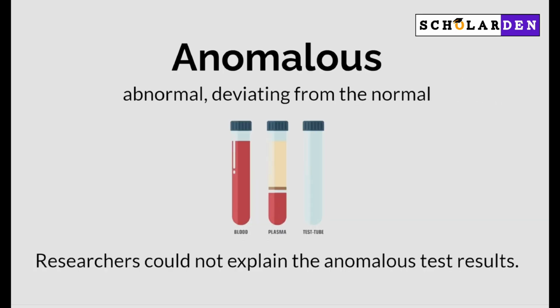Anomalous. Anomalous means abnormal, deviating from the normal. Researchers could not explain the anomalous test results. So you're used to something else and it's sort of a freak occurrence. Or you might say, gorillas are generally peaceful, although there have been some anomalous reports of them attacking humans. So unusual, not what you're normally going to expect.